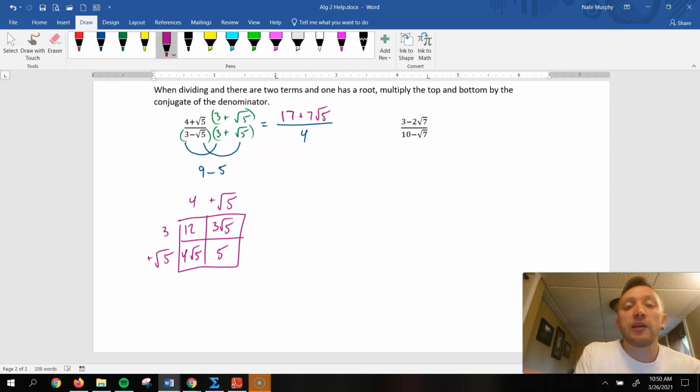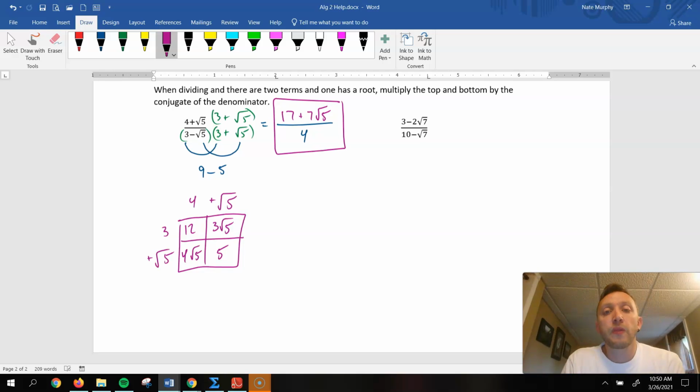But here, nothing can be reduced. There's nothing that goes into 17. 17 is a prime number. 7 is a prime number. And 4 is not. So those can't be reduced. So this would be your final answer.